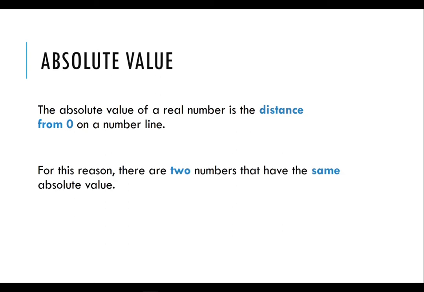The absolute value of a real number is the distance from 0 on some number line. And so for this reason, when we're working with absolute value, there are going to be two numbers that have the same absolute value, because they're going to have the same distance from 0, or at some point the same distance from some fixed number on a number line.